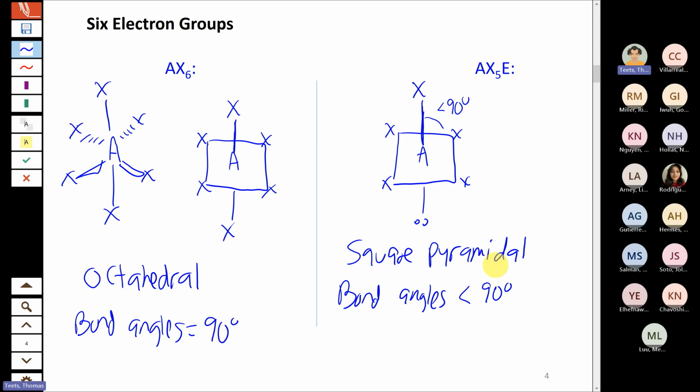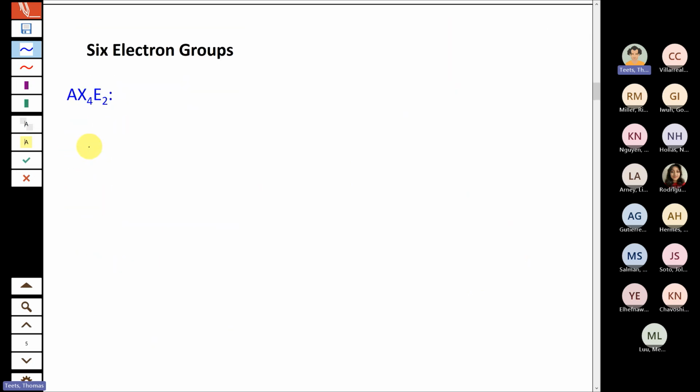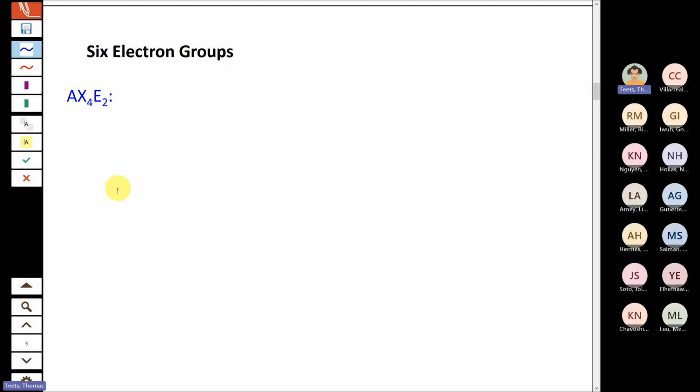All right. And then the very last one that we have, so with 6 electron groups, you're only going to have either 0, 1, or 2 lone pairs. So with 2 lone pairs, we're going to have this one here. Now, in this case, though, we can't just willy-nilly place the lone pairs wherever we want. So when we have the 6 electron groups, we're going to get the octahedral arrangement. But then we have to decide where the 2 lone pairs go.